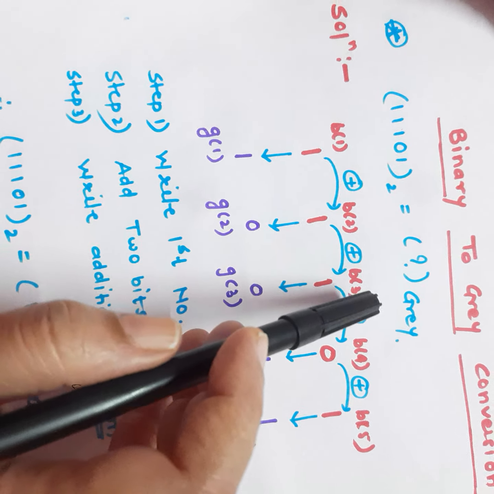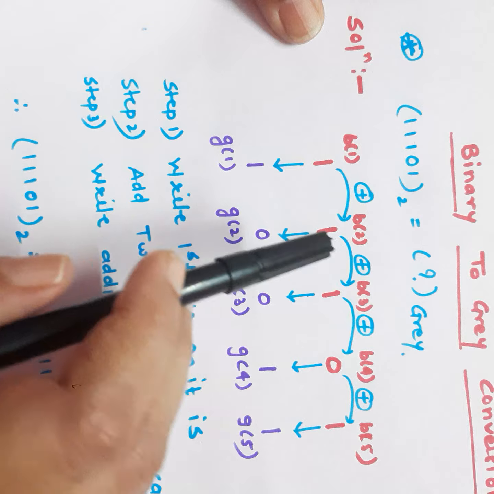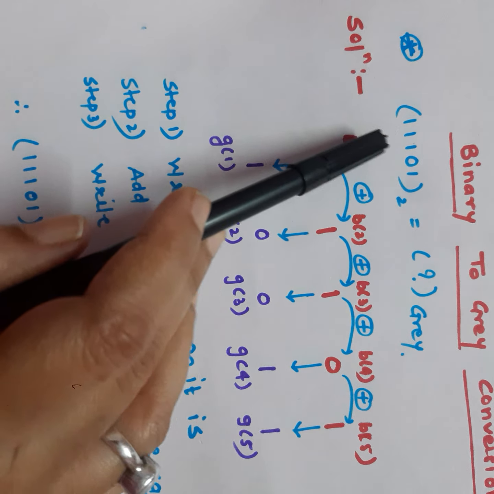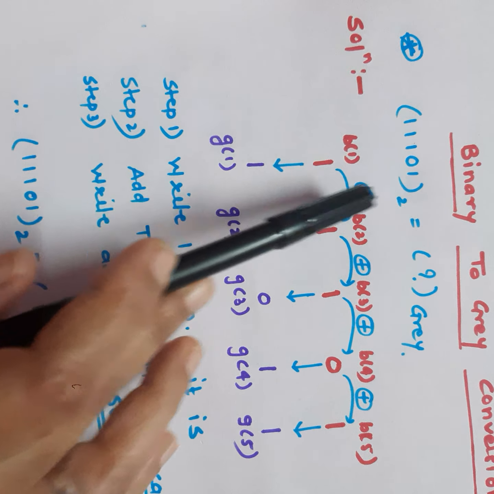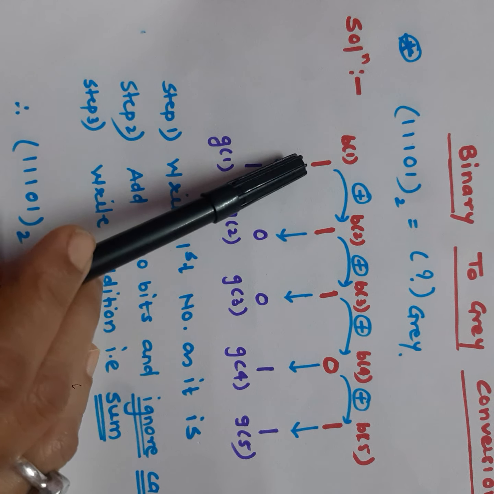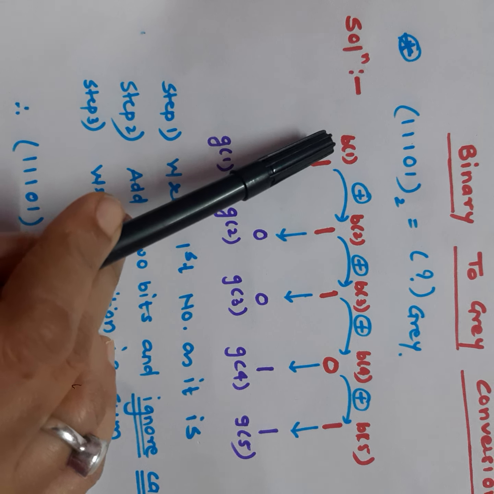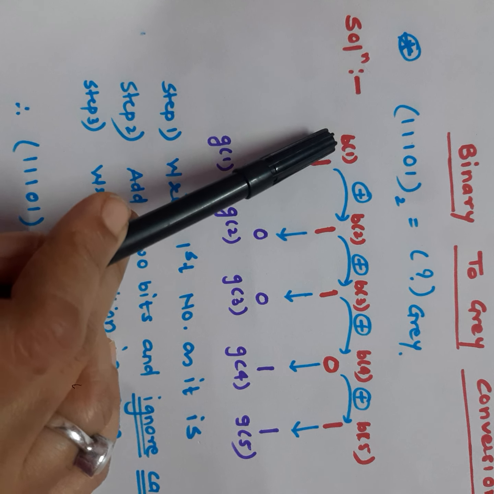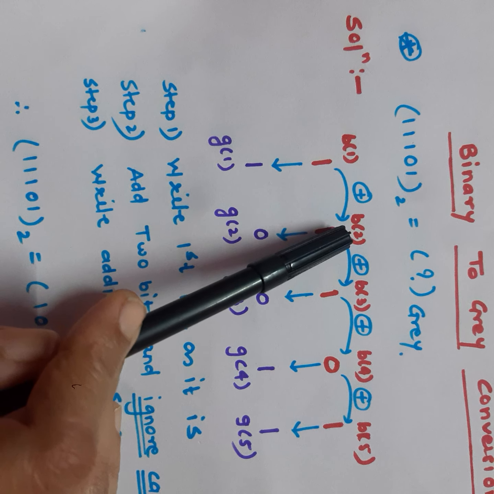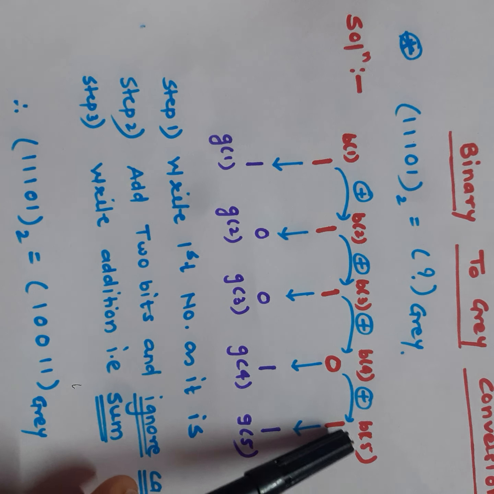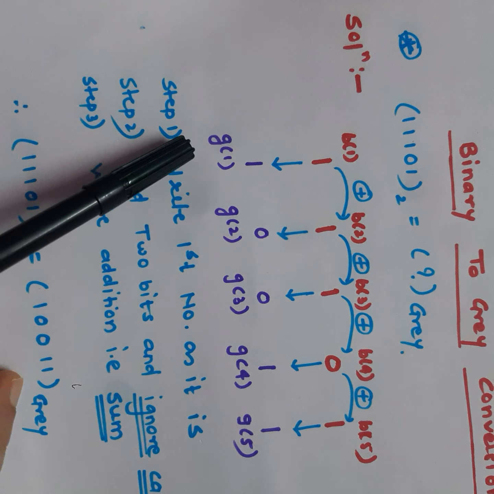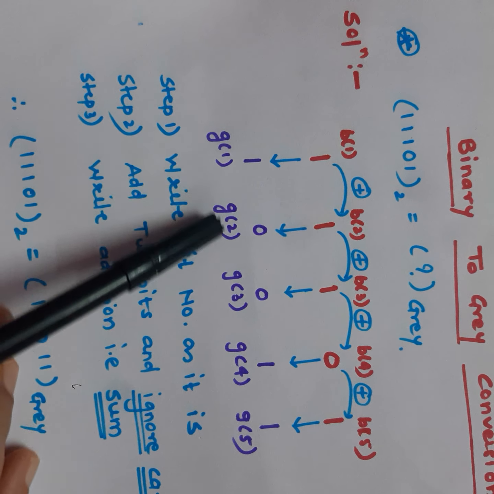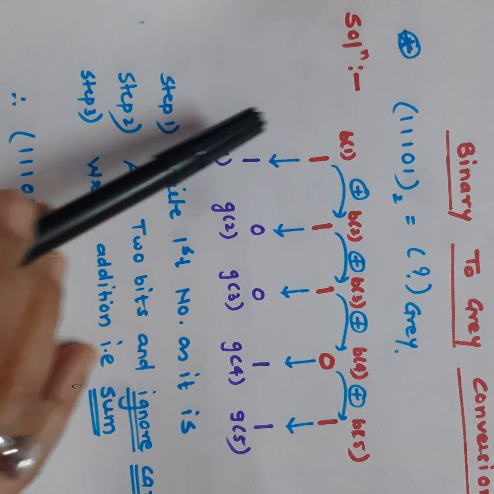That means the gray number is asked. See carefully how I have written the number. This number, that is a binary number, will be written as it is, 11101, with some space. I have marked these numbers as B of 1. B of 1 is the first binary digit. B of 1, B of 2, B of 3, B of 4, B of 5. B stands for binary. And here I have written G of 1, G of 2, G of 3, G of 4 and G of 5. This is the gray number. So this is binary to gray conversion.